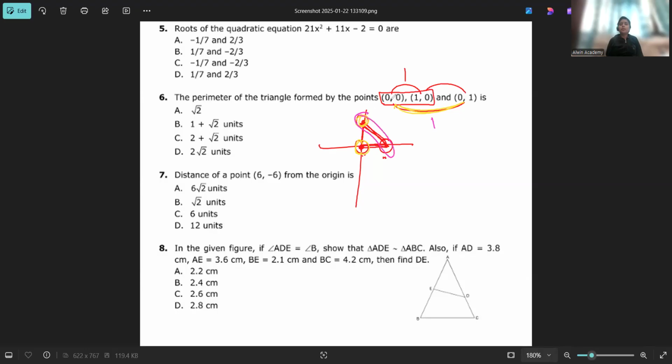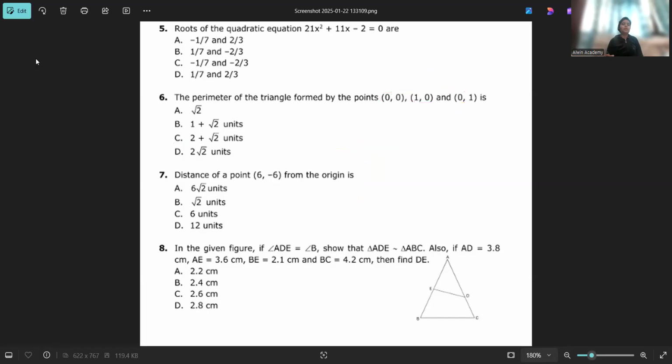Now this particular length, 1 comma 0 and 0 comma 1, applying distance formula here, 0 minus 1 is minus 1, minus 1 square is 1, and 1 minus 0 is 1, 1 square is again 1. This is complete under root, so this is root 2. Now it becomes 1 plus 1 is 2, 2 plus root 2. Option number C, 2 plus root 2 units.